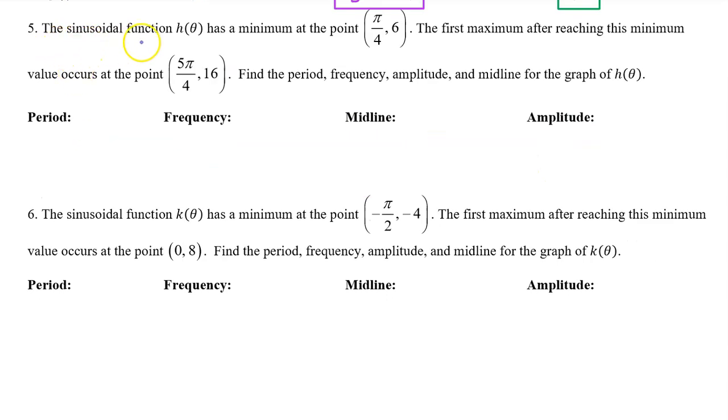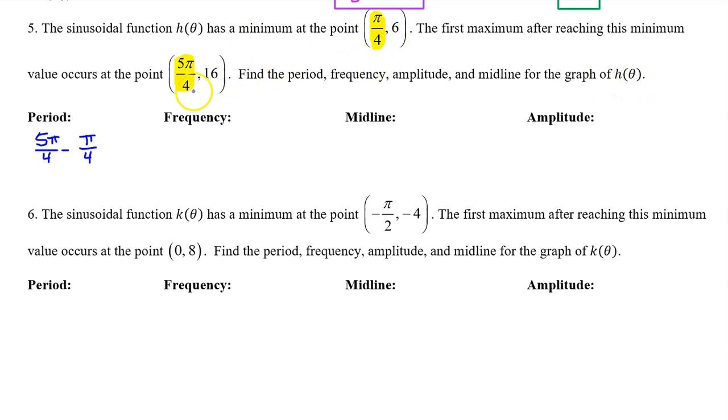Number 5. The sinusoidal function h of theta has a minimum at the point pi over 4, 6. The first maximum after reaching this minimum value occurs at the point 5 pi over 4, 16. Find the period, frequency, amplitude, and midline for the graph of h of theta.